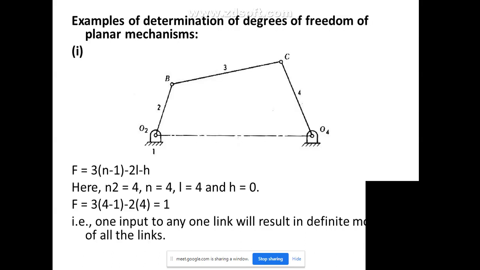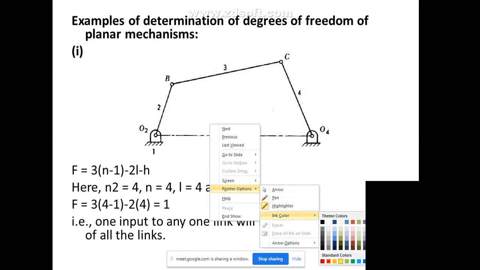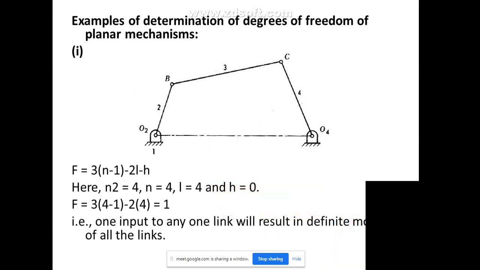Here I'll make a color option so that it is visible. You can see this is a 4-bar mechanism. For each mechanism you first have to identify the number of links, and I will tell you how to do that. For each mechanism, at least one of the links should be fixed.